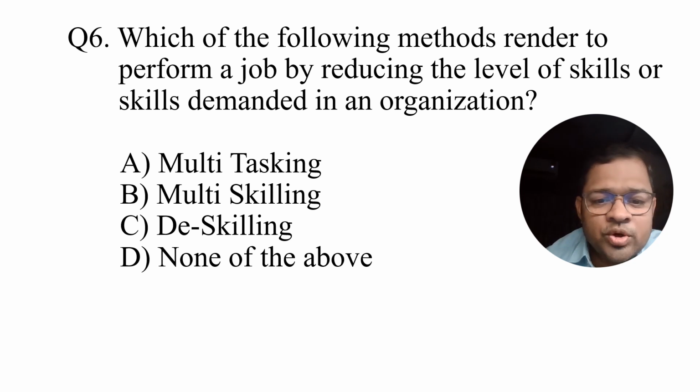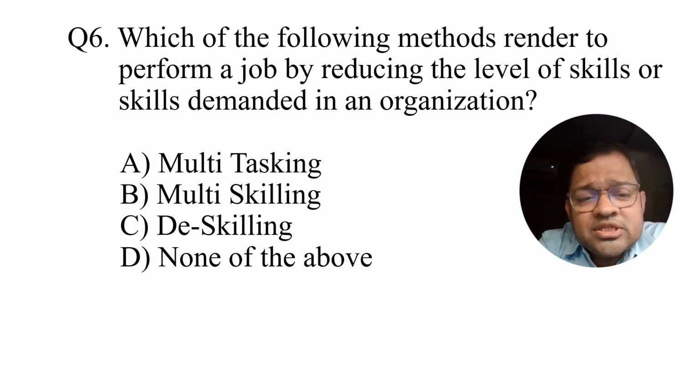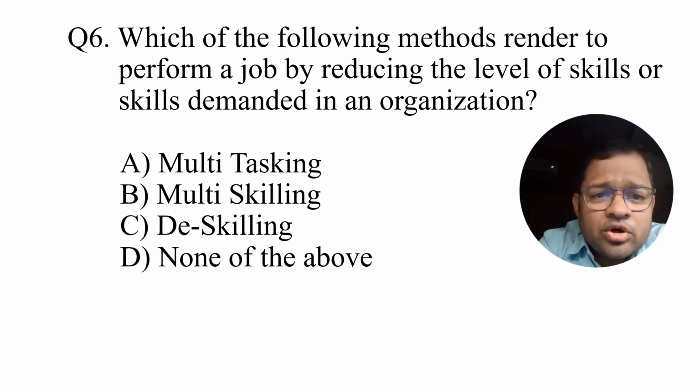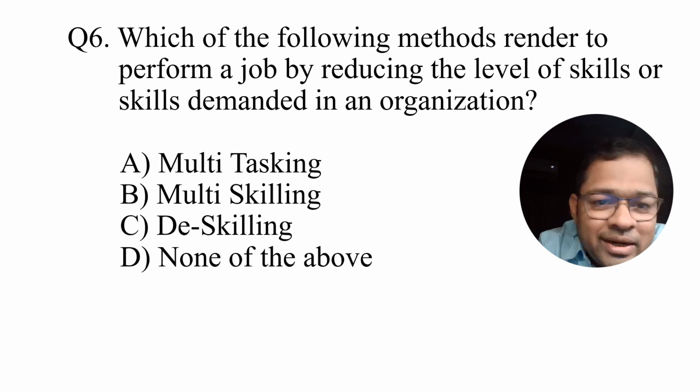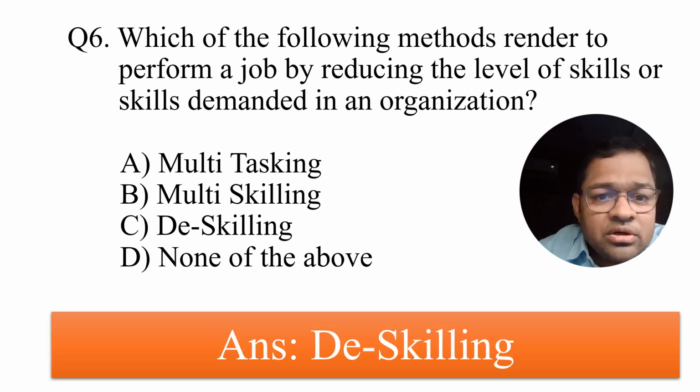The next question is, which of the following methods renders the performance of a job by reducing the level of skills or skill demanded in an organization? It is a very important question. Normally it has been observed in developed countries that during a recession, many jobs are lost or closed down. At that time, the person having the skill likes to accept jobs which are below or at par with their skill. Suppose someone is in a managerial position, they go for the best supervisor positions to maintain their jobs. This process is called de-skilling.